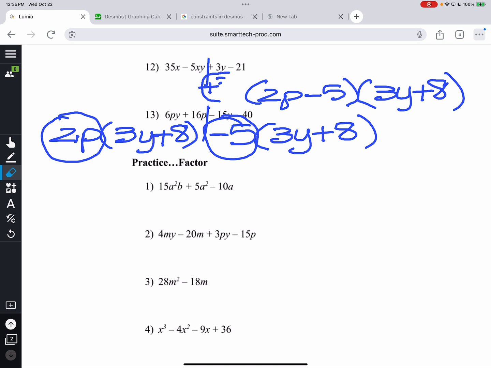All right, yes, ma'am. Well, wasn't the 5 going to be negative either way because it was a negative in front of it? We could have removed a positive, but you would have had to go back and change it.